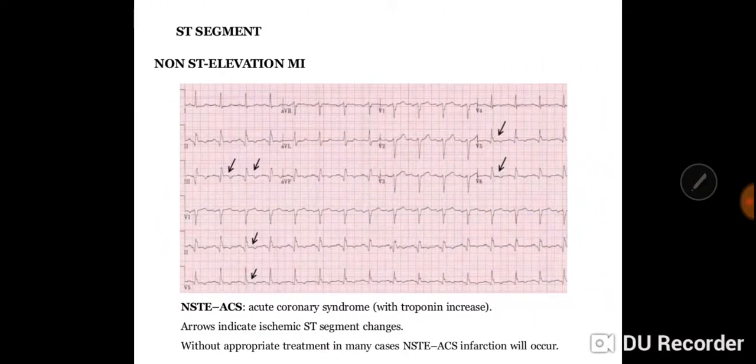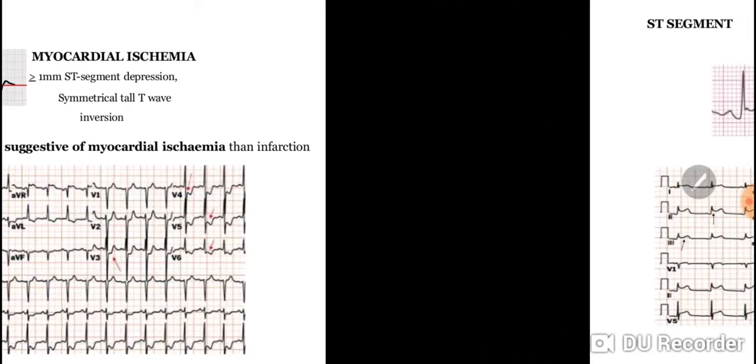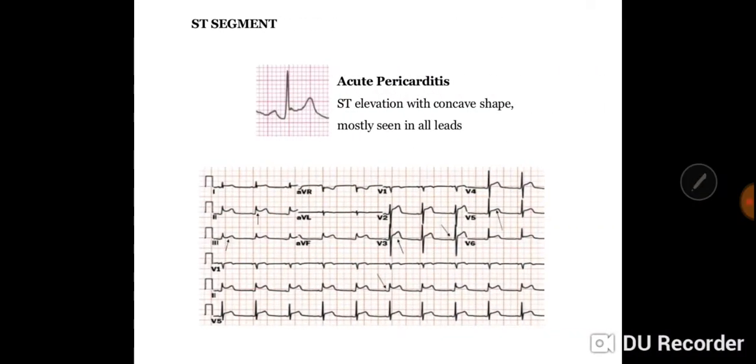Here you can see again the leads will be the same. If it is present in leads 2, 3, AVF, it's an inferior wall MI. If it is present in 1, AVL, V5, V6, it's lateral wall. So similar. And mostly an ST depression shows you myocardial ischemia, then infarction, but if the enzymes are positive, it is an NSTEMI. In pericarditis, you get a saddle-shaped, concave-shaped ST elevation.